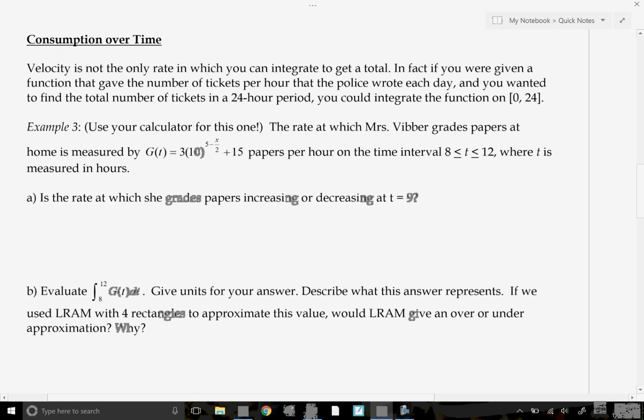Okay, next. This next page is all about the fact that this stuff doesn't just have to do with velocity and position and acceleration. It can be anything having to deal with a rate. So, in example 3 here, it says the rate at which Mrs. Vibber grades papers at home is measured by G of T equals that thing, papers per hour, on the time interval from 8 to 12, because I can't grade your papers until my kids are asleep, which is usually somewhere between 8 and 9 o'clock, and then I drink some coffee and grade papers, which is why sometimes I do things wrong, because I'm tired.